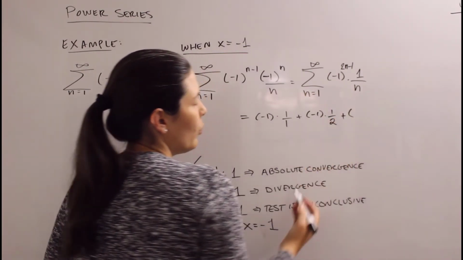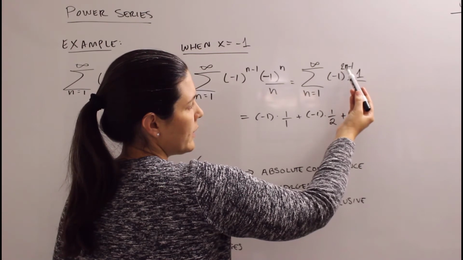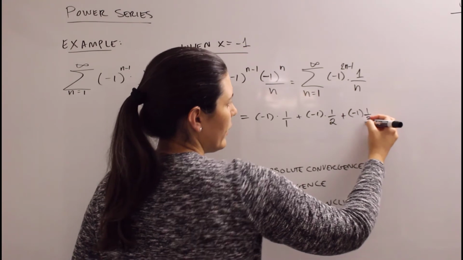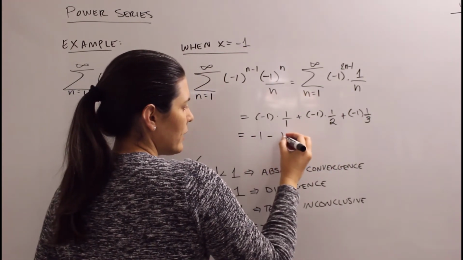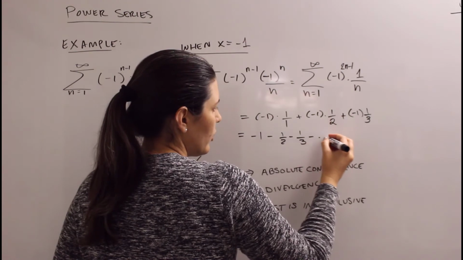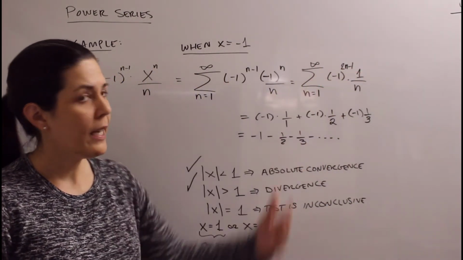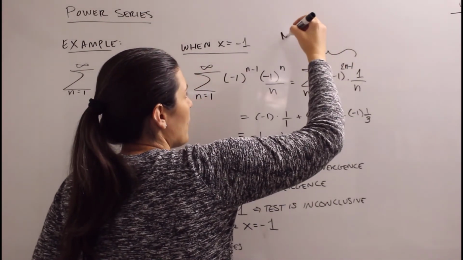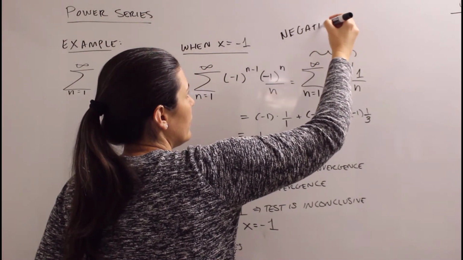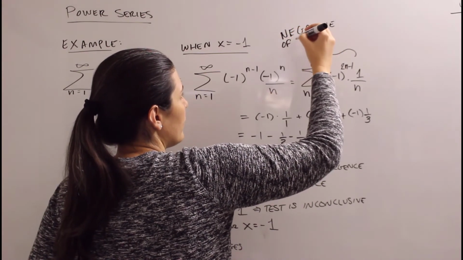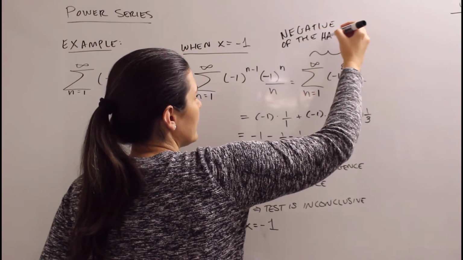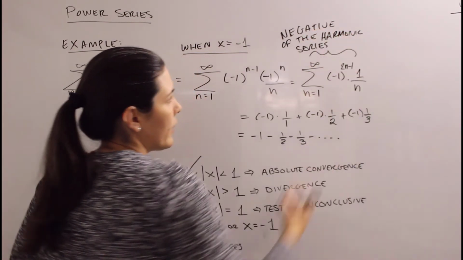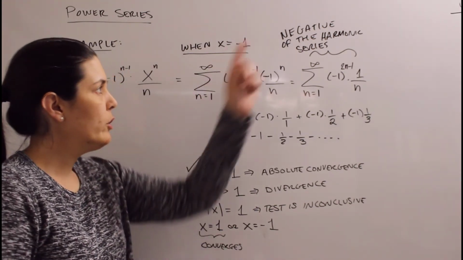Let's do one more. When n is 3, this becomes 6 minus 1. That's the 5th power, which is negative. Okay, 1 over 3. And so we get -1 minus a half minus a third, and so on. All of the terms here would be negative. So what we really have going on here is just our harmonic series, but negative. So this is the negative of the harmonic series. Okay, not the alternating harmonic series that we just saw, the original harmonic series.